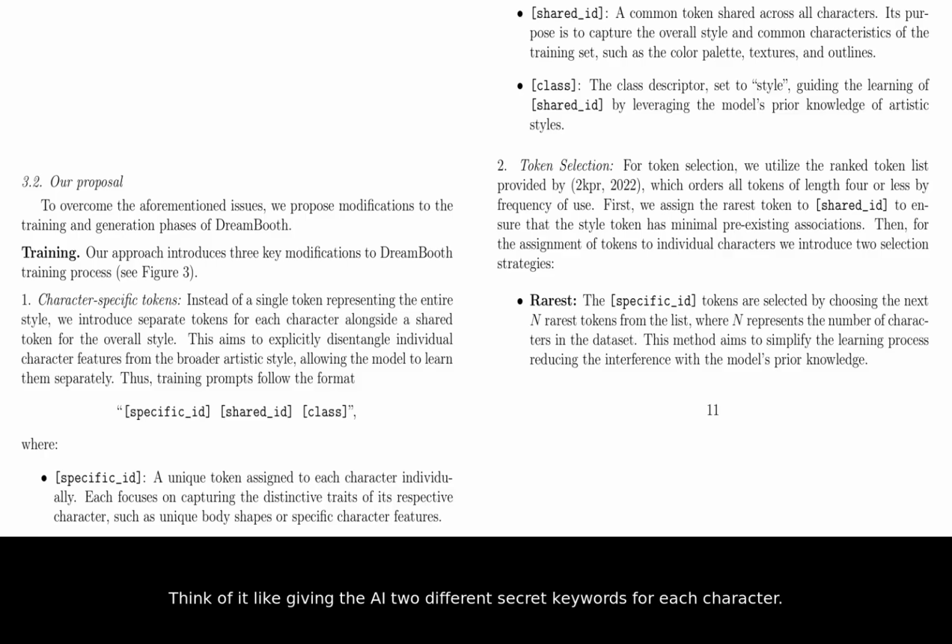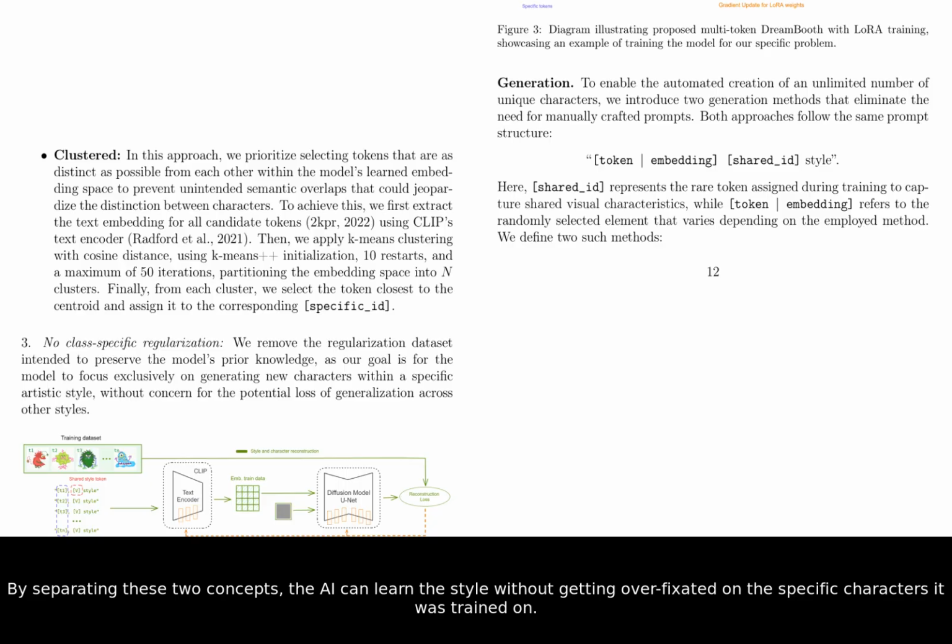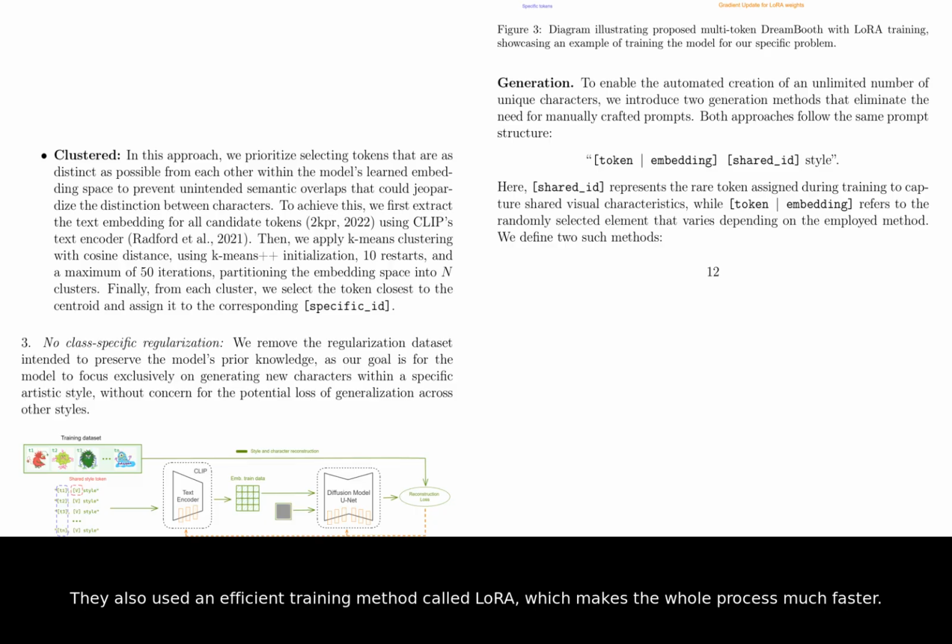Think of it like giving the AI two different secret keywords for each character. One keyword describes the character's unique features, like its shape or eyes. The other, shared keyword, describes the overall art style, the colors, the line work, the textures. By separating these two concepts, the AI can learn the style without getting over-fixated on the specific characters it was trained on. They also used an efficient training method called LoRA, which makes the whole process much faster.